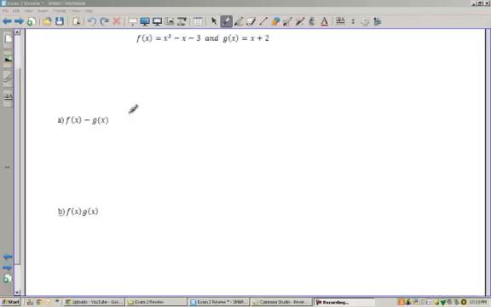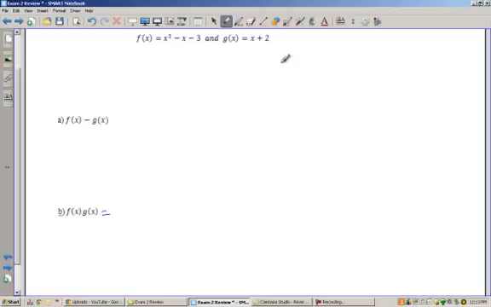On part B, we want to multiply the two functions. And so f of x times g of x is equal to, and we can just copy down what the functions are. So x squared minus x minus a 3, and then times an x plus 2. Alright, so we can take x squared times x and x squared times 2, and so this will be equal to an x cubed plus a 2x squared.